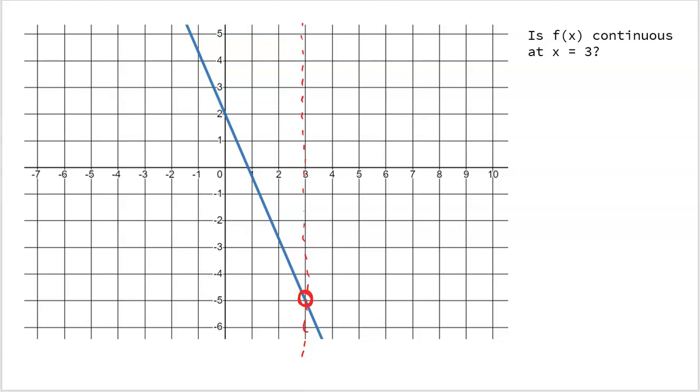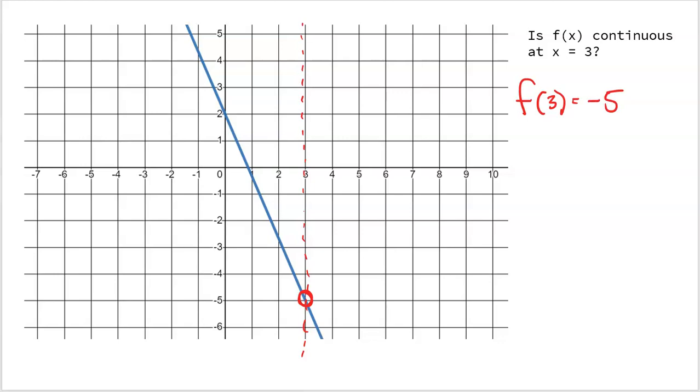So now there are three things we have to check for continuity. First, we have to make sure that when we plug 3 into the function, we get something out. And you guys know how to read a graph. If I plug 3 into this function, it looks pretty clear that I get -5. Makes sense, right? Then we have to talk about that limit.